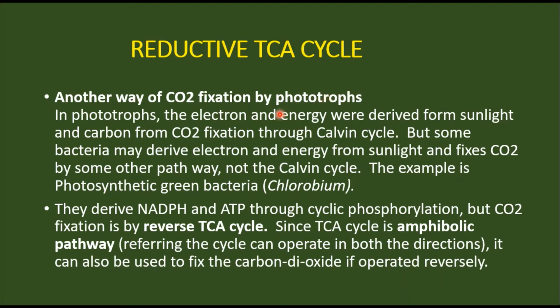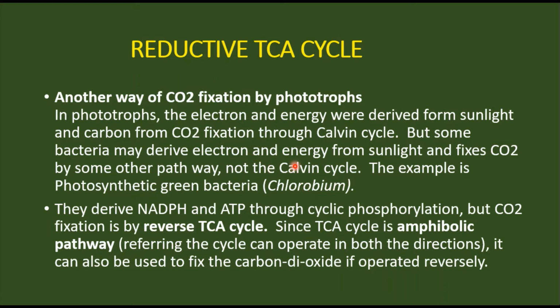In general, the phototrophs derive their electron and energy source from sunlight and the carbon source from carbon dioxide fixation, mainly by the Calvin cycle. But some bacteria may derive electrons and energy from sunlight, but fix carbon dioxide by some other pathway which is not the Calvin cycle.